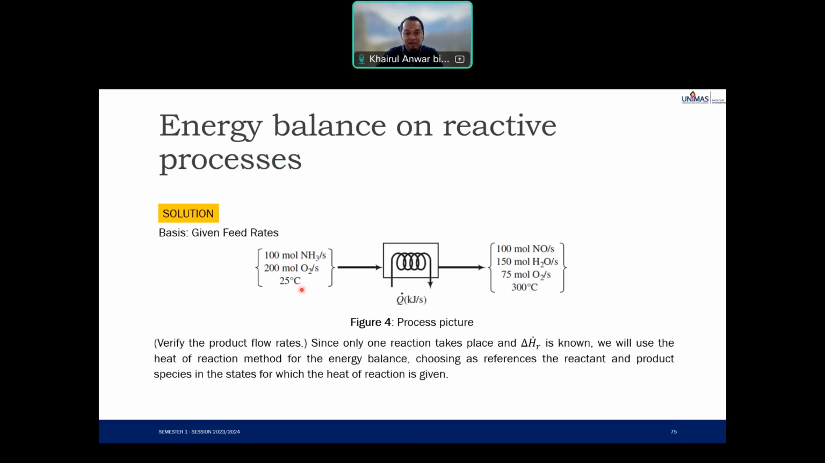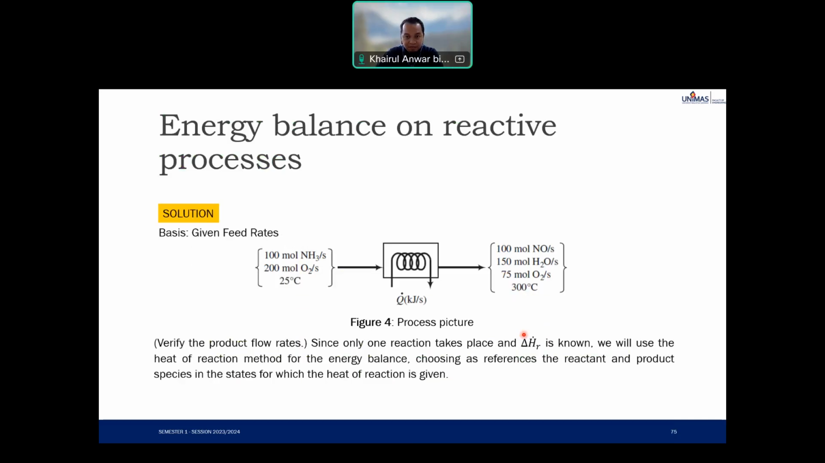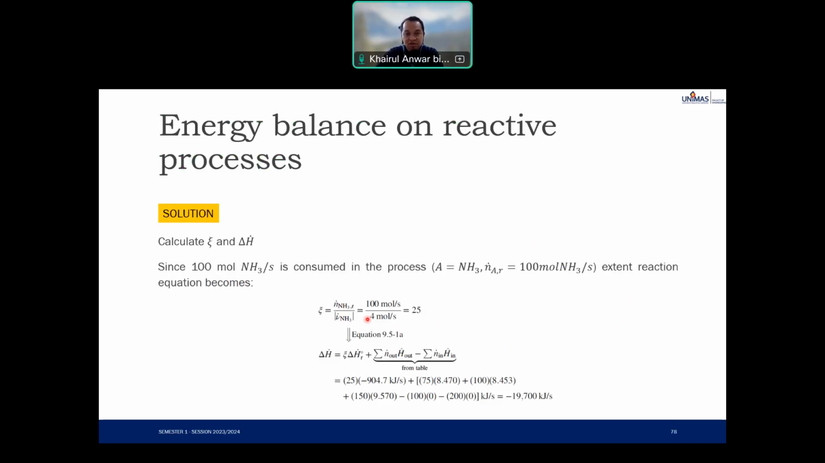100. Yes, 100. Ammonia is completely consumed, so there is no NH3 in the output. So 100 over 4 is 25. This is the extent of reaction.